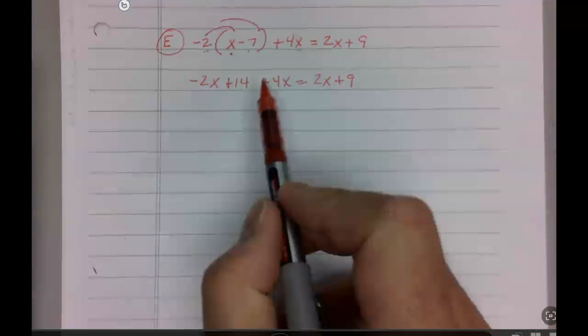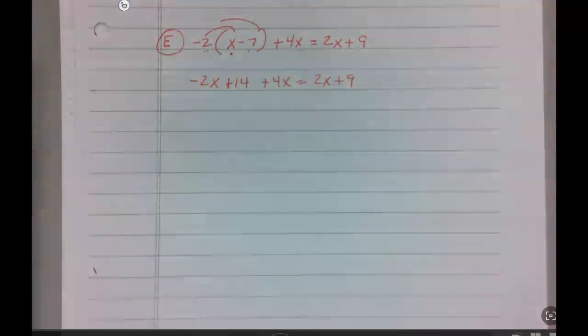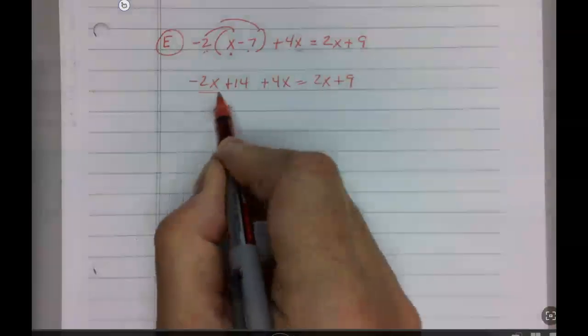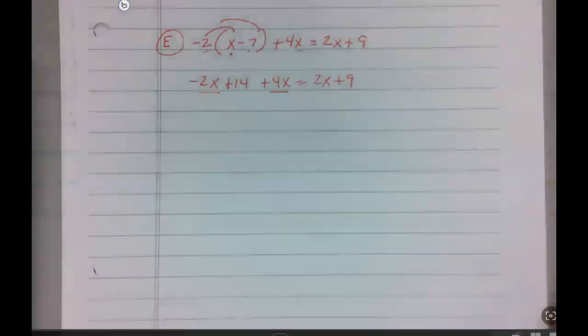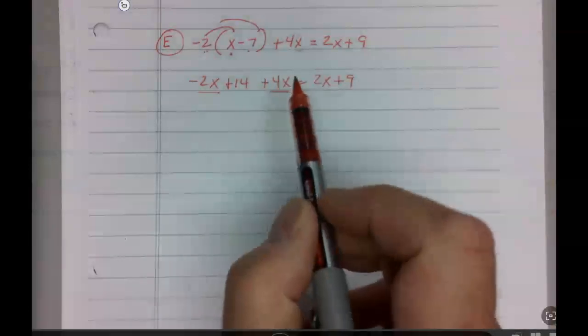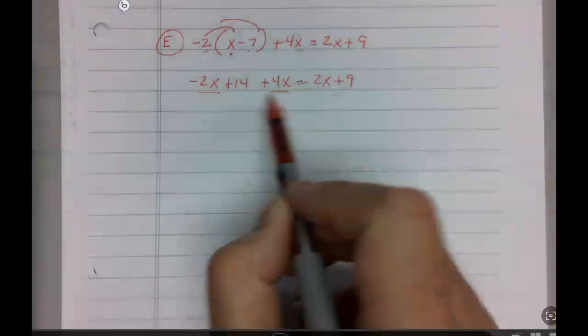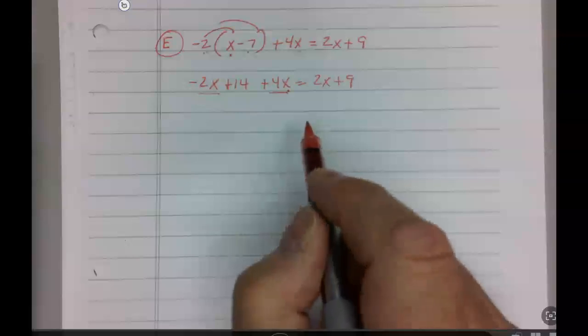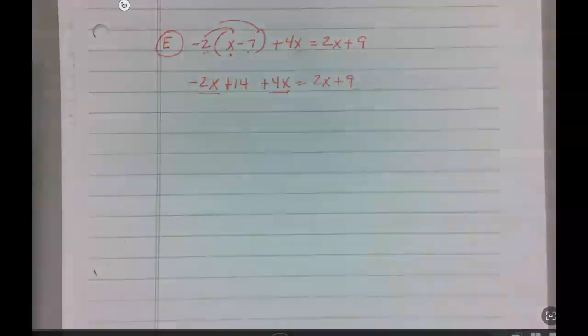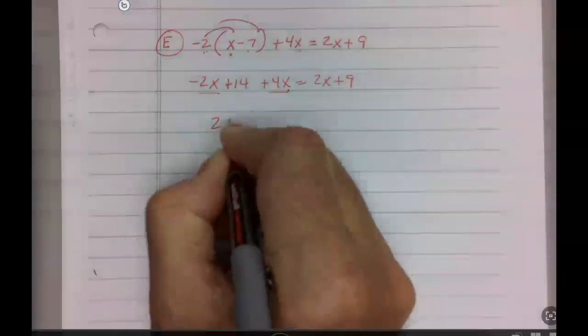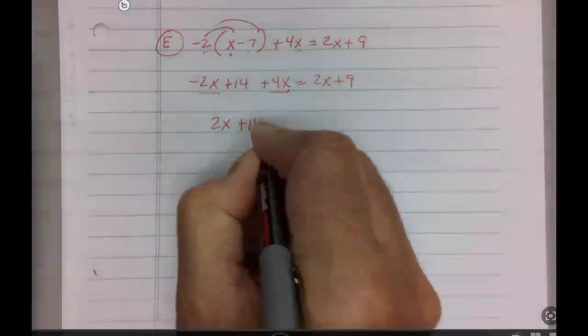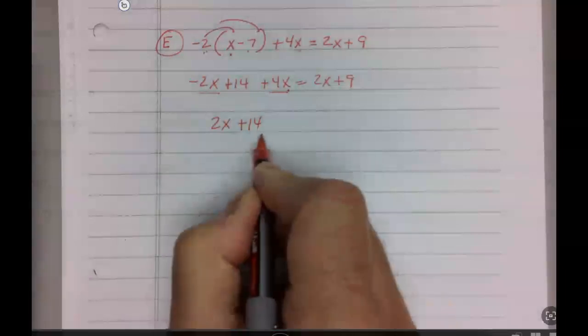$14. What are you going to combine 14 with on the side? Which ones have variables? These two here are similar terms because they both have an x. Now, what's negative 2x plus 4x give me? 2x, not 2, but 2x, correct? But then I've also got the 14. I can't add those two together because that doesn't have an x.